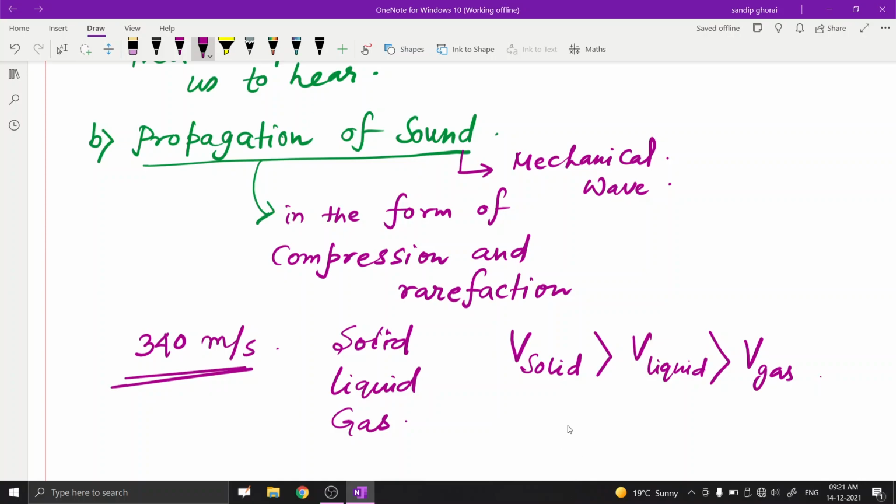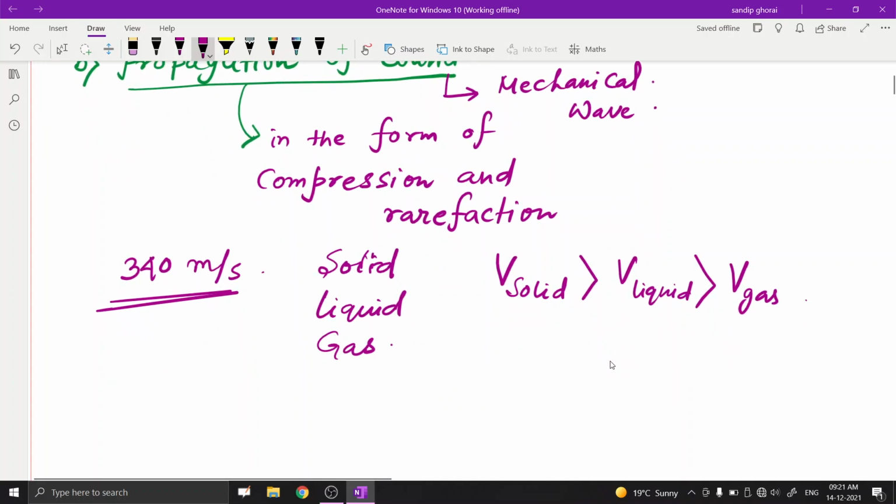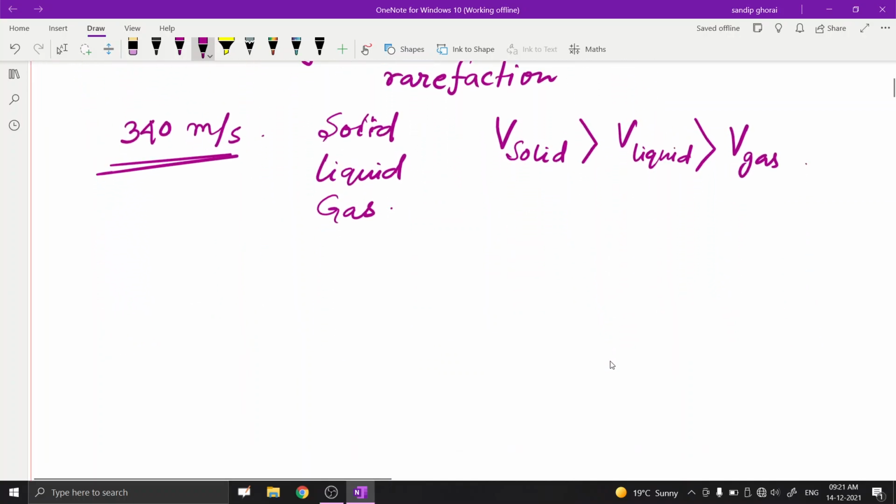So the speed of sound in a gaseous medium is the least, and the velocity of sound in a solid medium is the highest. Okay, so this is the propagation. From this we have to know that without any medium, sound cannot propagate.